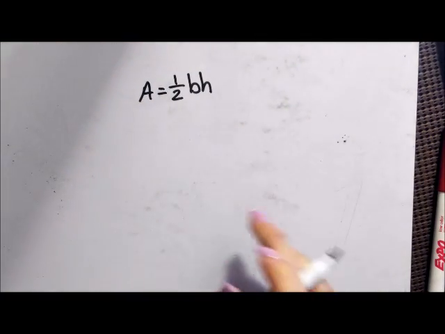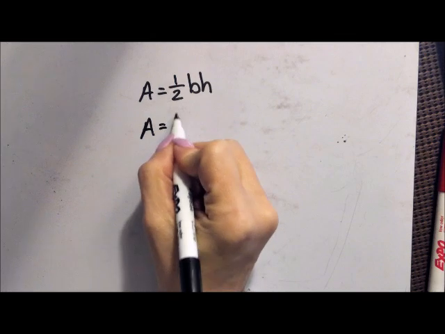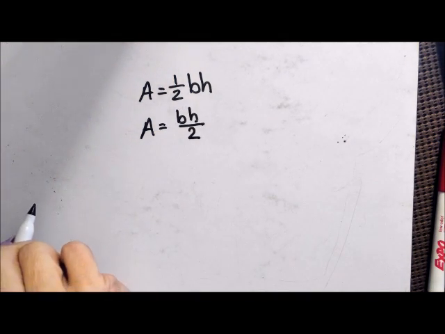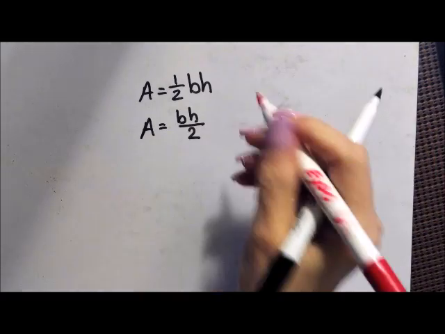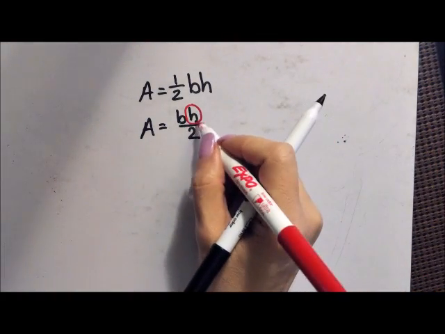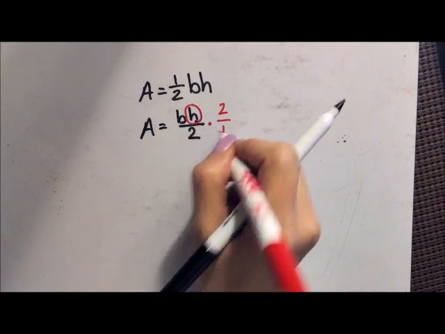Another literal equation is when you have something like area equals 1/2 base times height, and they say solve this for h. So let me rewrite it. I would say, well, that's the same thing as BH over 2. Base times height divided by 2. If I'm solving for h, I'm not going to move it. This is division. To undo division, I'm going to multiply both sides by 2.